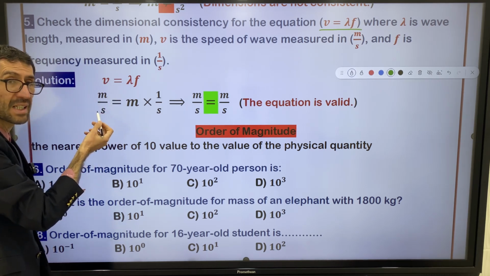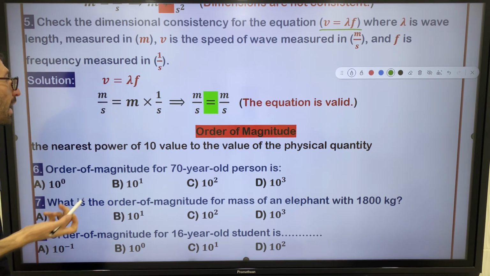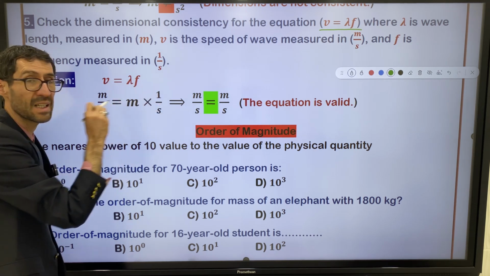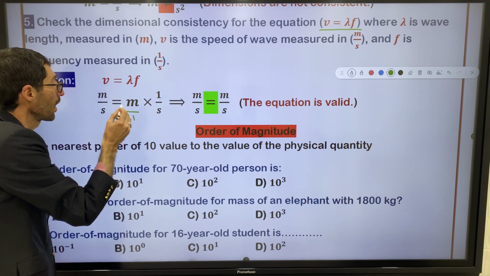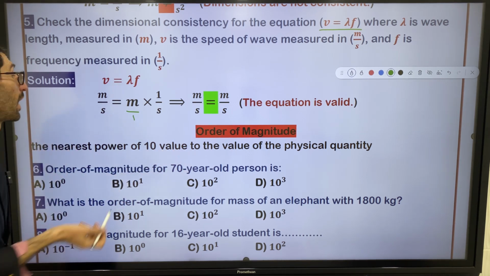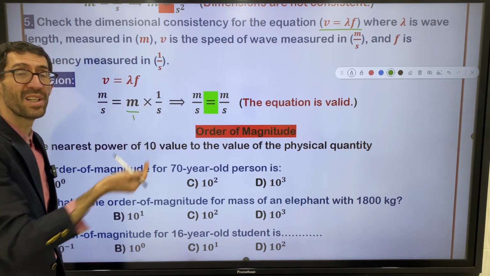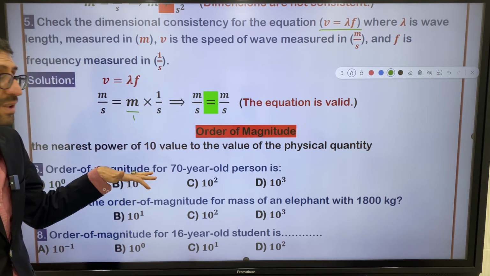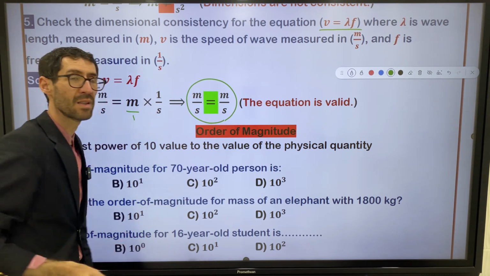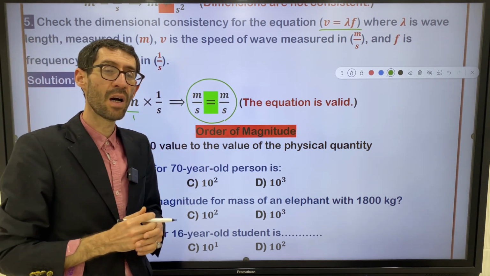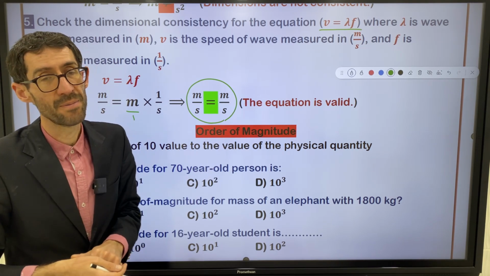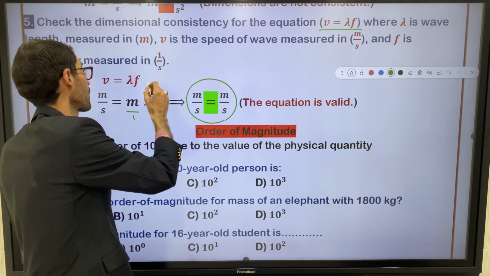V is measured in meter per second based on the question's information, is equal to lambda, measured in meters, and frequency, measured in 1/second. Right now, the left part, I write it as it is. What do you say about the right side? You have to multiply numerator with numerator, denominator with denominator. Whenever you do this, you see that the left side and right side are equivalent. That's why the equation is valid. So we accept this rule. This rule is correct.